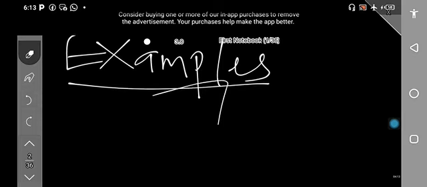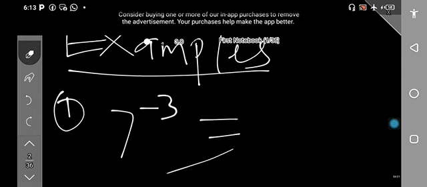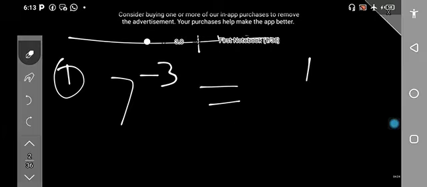Alright, now let's have number 1. We have 7 raised to the power minus 3. This equals 1 over. Now remember that it was 1 here. It was minus 1 here rather, and we put the 1 here. Now it is 3 here now, so we write the 3 here.